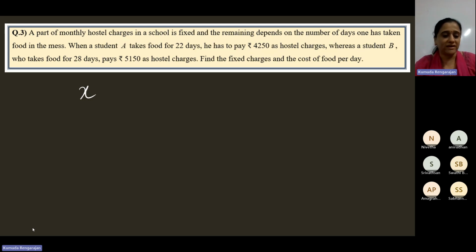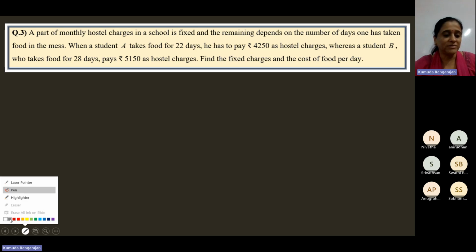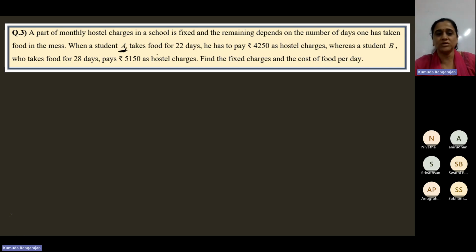When a student A, the name of the student, so A is the student referred here, takes food for 22 days, he has to pay so much as hostel charges. Whereas a student B who takes food for 28 days pays so much as hostel charges. Find the fixed charges and the cost of food per day.